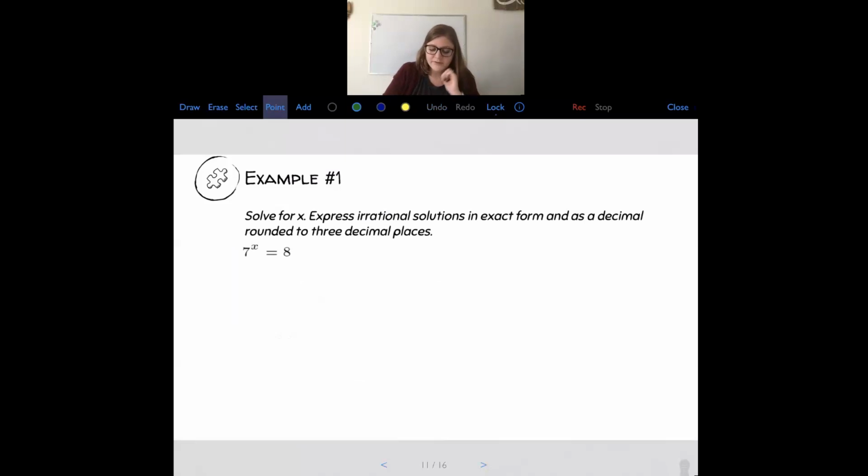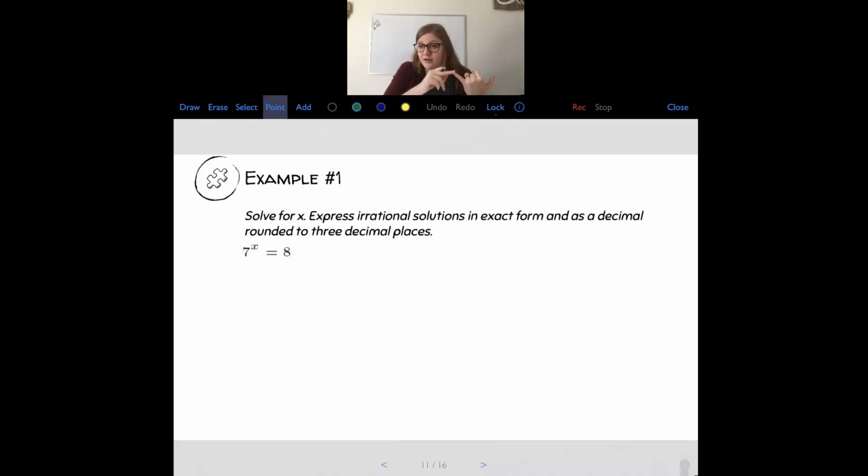Okay, so solve for x, express irrational solutions in exact form and as a decimal rounded to 3 decimal places. So we have 7 to the x is equal to 8. So we can't get these to be the same base. So what we can do instead is we can take the log of both sides. Now you can take the log base of whatever you want, but you want to be a little bit strategic here.